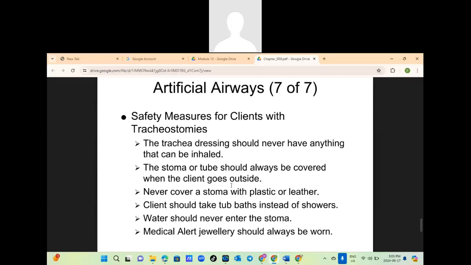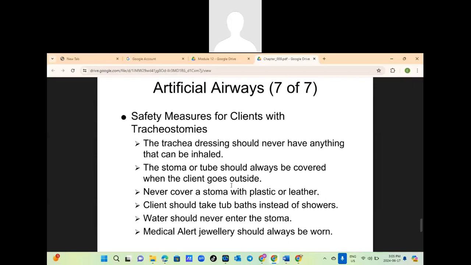If people are seeing you with the trach in there, you can sense how they perceive your condition and interpret their nonverbal body language. We don't want that, right? We don't want them to feel embarrassed because of their tracheostomy. So cover the stoma with plastic or leather.